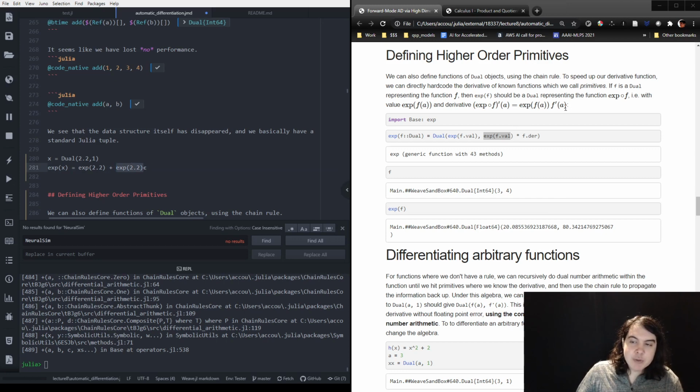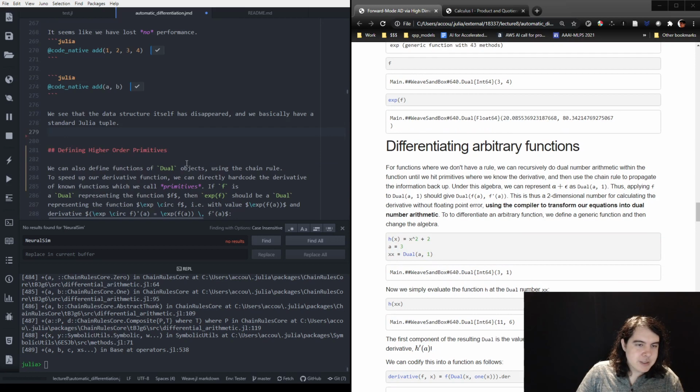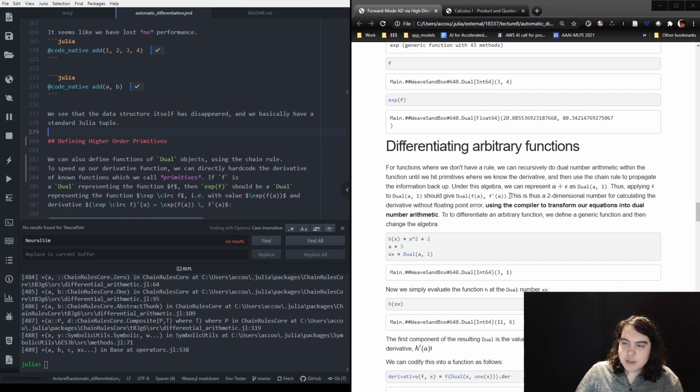And by the chain rule, this is always going to be true. That's my claim. I'm not going to prove it here. Yeah, it's tedious, but essentially that's the reason, right? So under this algebra, if we represent a plus epsilon as dual of a, 1, then because of the chain rule, if we put this dual number into an arbitrary function, what it will spit out is f of a and f prime of a. And this is true because of the arithmetic that we define.